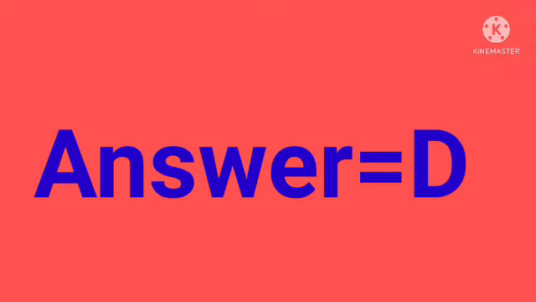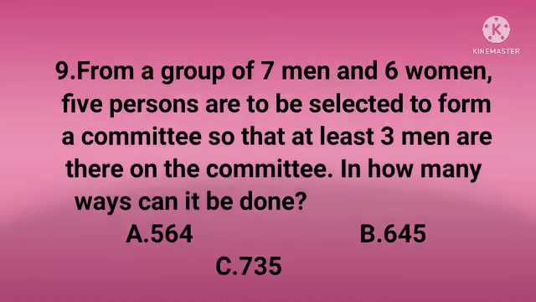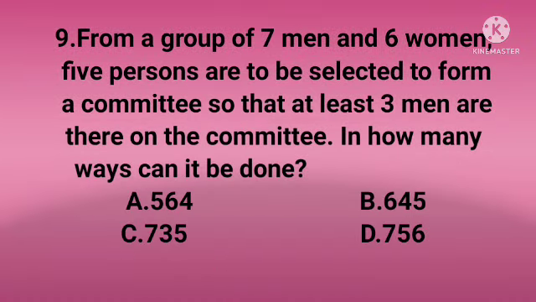Question number 9. From a group of 7 men and 6 women, 5 are to be selected to form a committee so that at least 3 men are there on the committee. In how many ways can it be done?